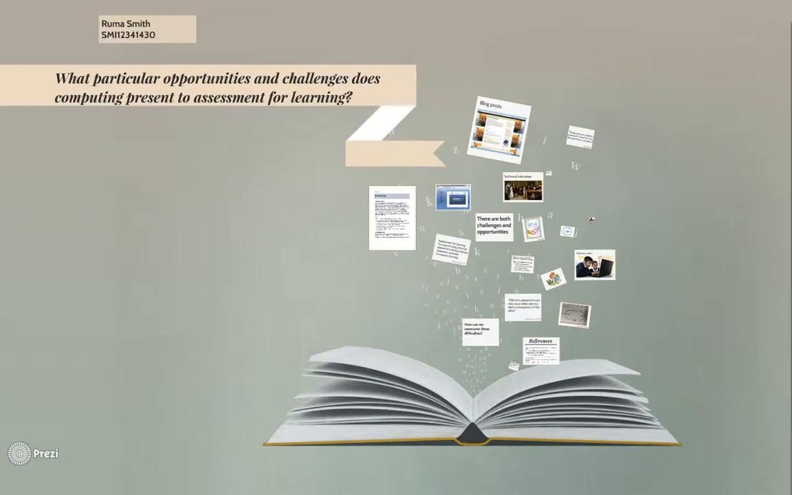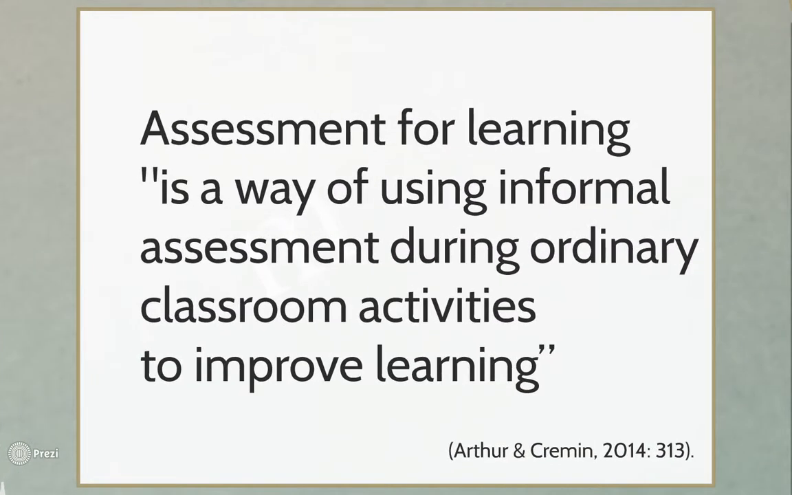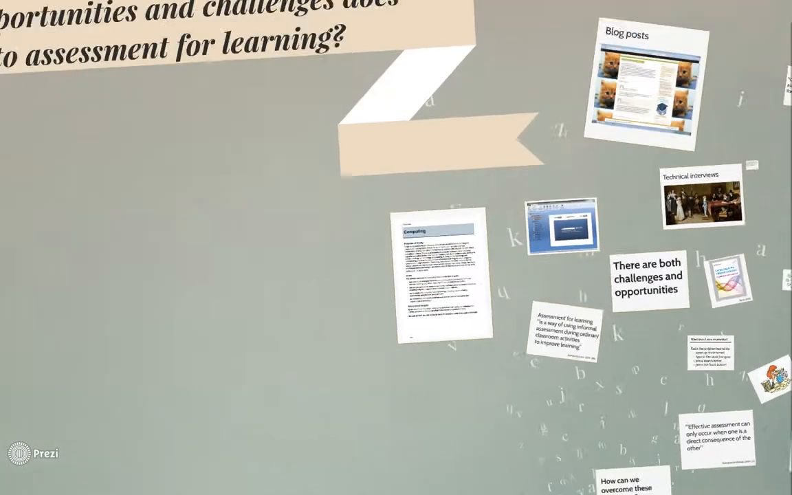What particular opportunities and challenges does computing present to assessment for learning? Assessment for learning has a close link to formative assessment, although the two are not exactly the same. The focus is to acknowledge what a child can do and to use this to inform your planning. It can be carried out by using questioning and assessing pupil dialogue, giving children written or verbal feedback from marking, or by peer and self assessment.